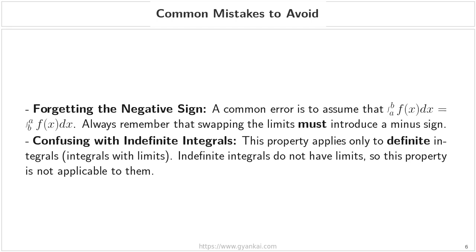Next, we have confusing with indefinite integrals. It's important to remember that this property, reversing the limits and changing the sign, applies only to definite integrals. A definite integral is one that has limits of integration, like we've been working with, an a and a b. An indefinite integral, on the other hand, doesn't have those limits. It represents the general antiderivative. Because indefinite integrals don't have defined limits, this property of reversing them simply doesn't make sense.